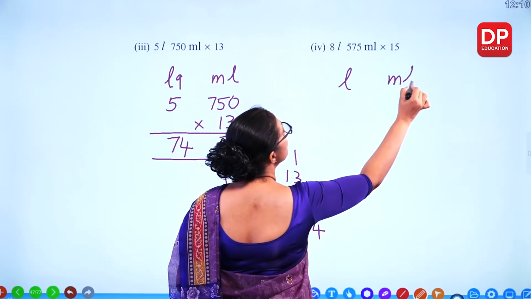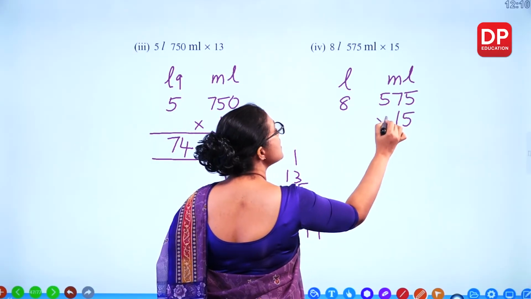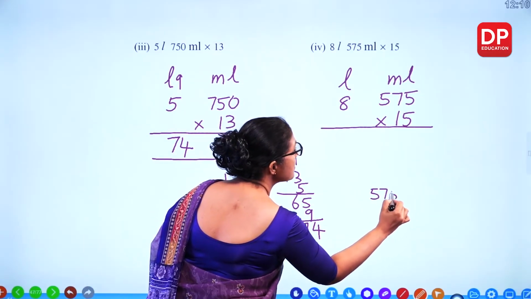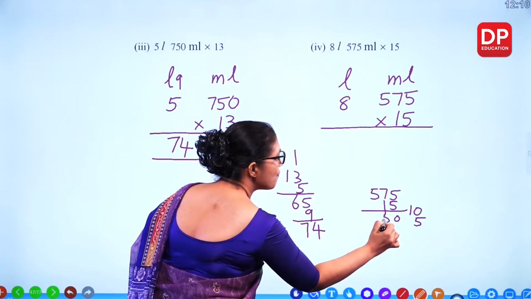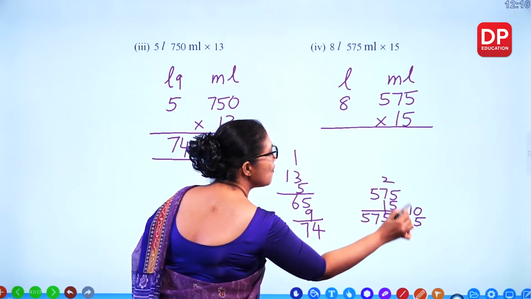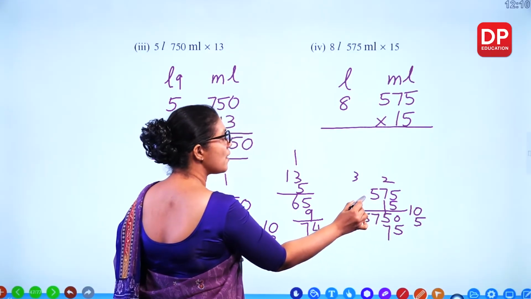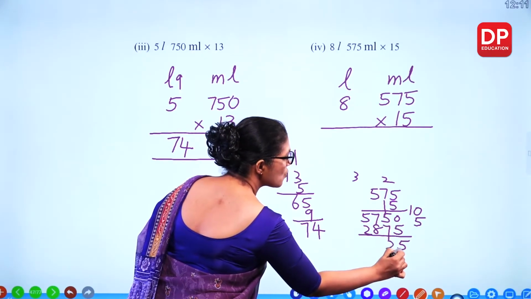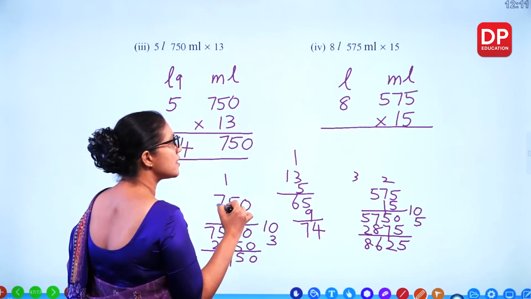Again write in a column. 8 liters and 575 multiplied by 15. So we can do it at once. 575 multiplied by 15, that's 10 and 5. Multiplied by 1 and 5. 5 times 5, 25. 5 times 7, 35 plus 2, 37. And 5 times 5, 25 plus 3, 28. Add it together. 12 and 8 and 8, 16. 6 plus 2, 8.